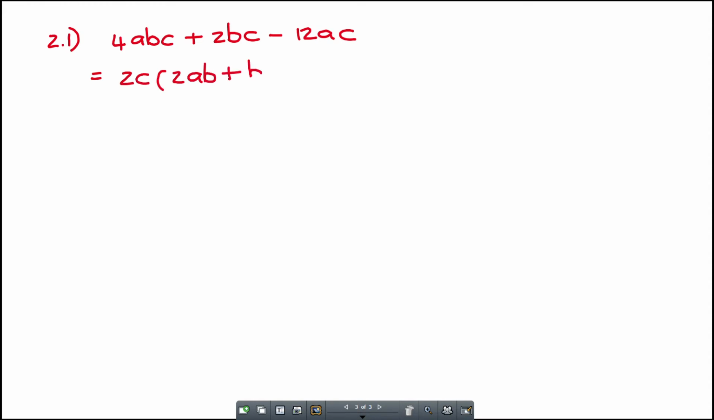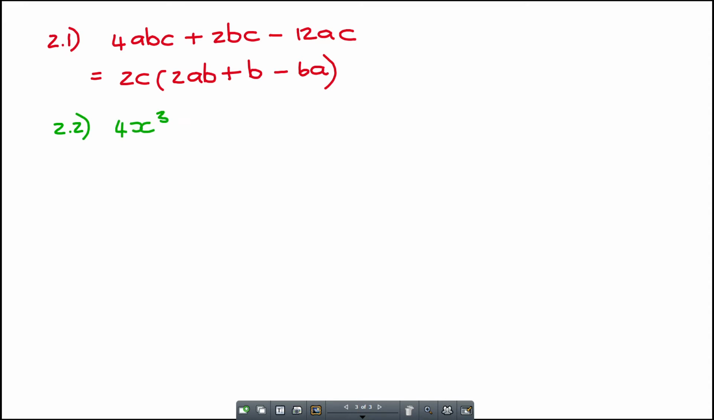So 2.1. 4ABC. And now we had to go and factorize. So remember, you guys were taught the only methods you're writing about on factorizing is common factor and difference in two squares. So that's the only two things that you look for every time. So over here, I got a common factor of 2c. So you should have 2ab plus b minus 6a. Okay. Any questions there?